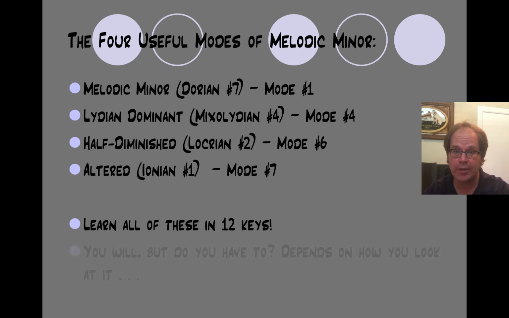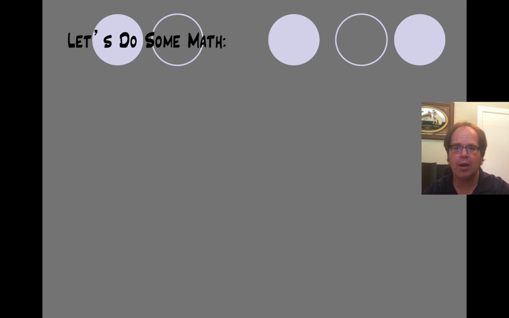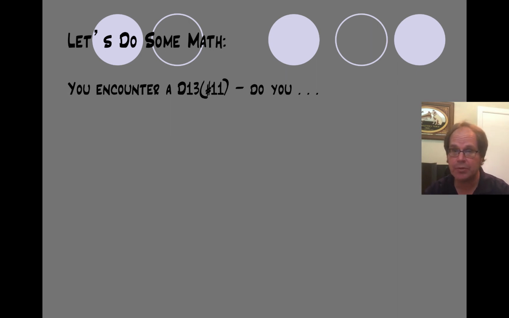All right, now it is time for some math. Here's the thing. Melodic minor is really cool because you can learn a lick and take it into all different places. So, for instance, if I get a D13 with a sharp 11 in my music, and I'm asked to improvise over that particular chord, I could analyze that chord right away, and it's telling me that it has that natural 9, natural 13, and sharp 11 in it. So it's telling me that it's D Lydian dominant.